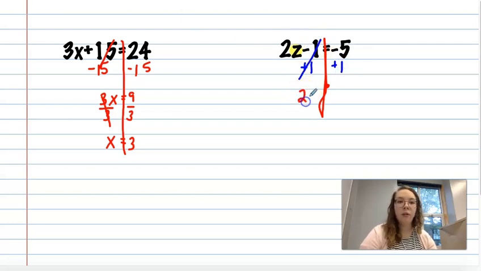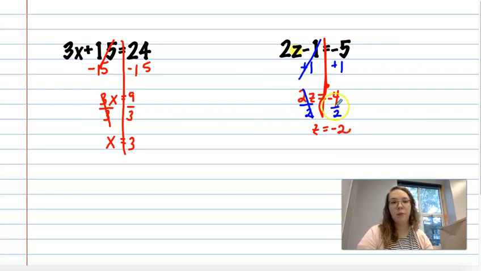So we have 2z, don't forget to bring down the 2, equals, different signs, you take the difference. The difference is 4. The bigger was negative, so it is a -4. Then these are connected by multiplication because they're neighbors, they're right next to each other. So you're going to divide, since that's the opposite, on both sides. -4 divided by 2 is -2. Okay, one of each means your final answer is negative.